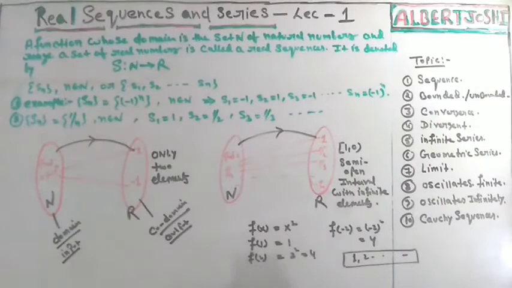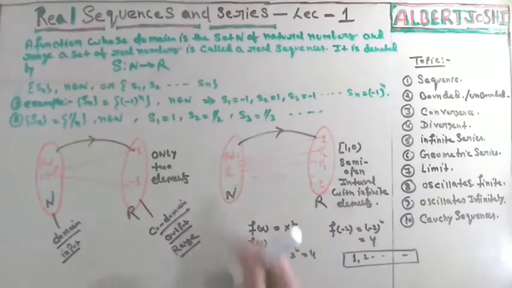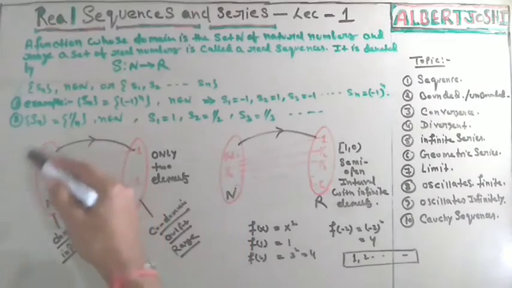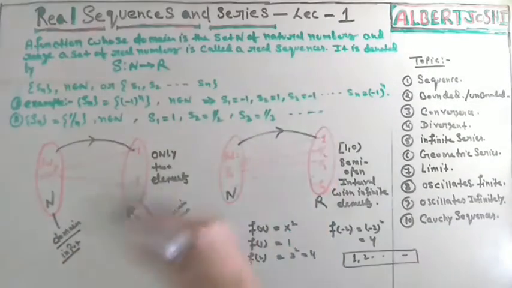And whose range is a subset of the set of real numbers. You can also say the codomain is called the range. That must be a real number, and the input must be a natural number. This is called a real sequence.